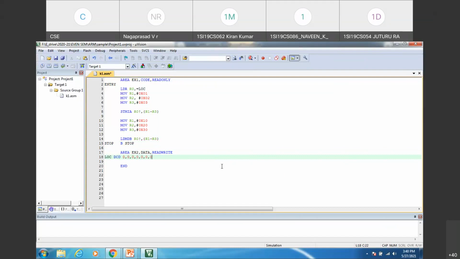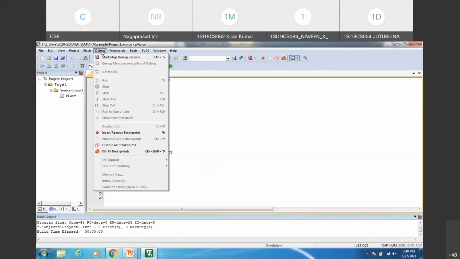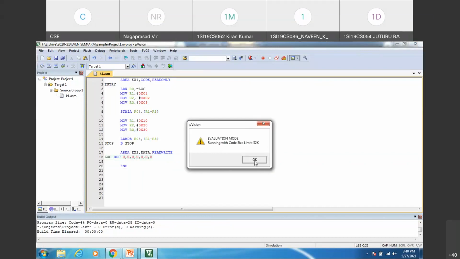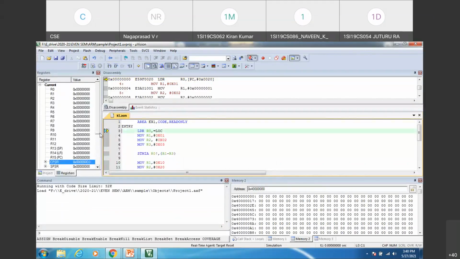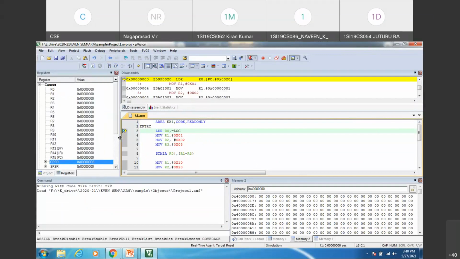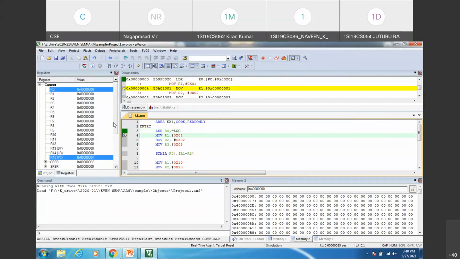I'll use some memory block. Okay, end. Hope the instructions are clear. Let us just assemble it and execute. Okay, I'll start the debug session. Now you observe the data in the registers. Okay, see, first instruction is executed.